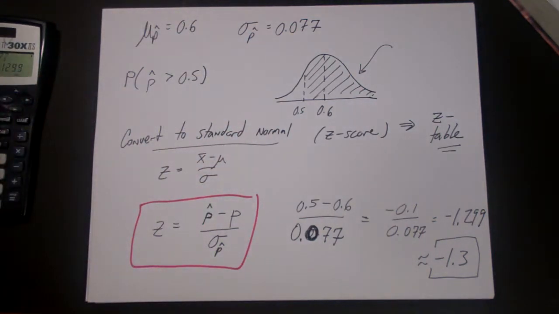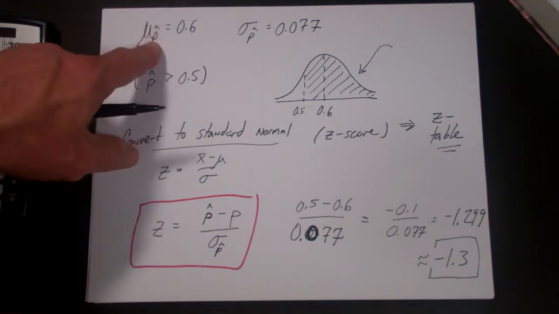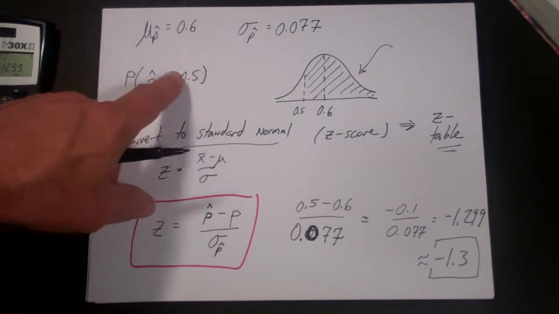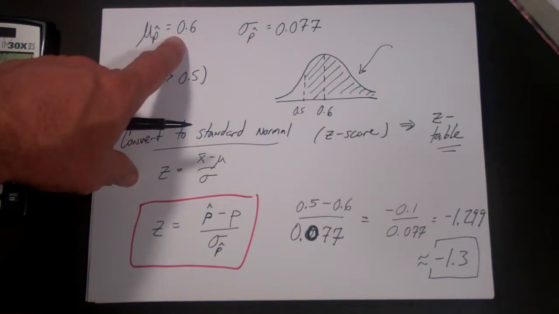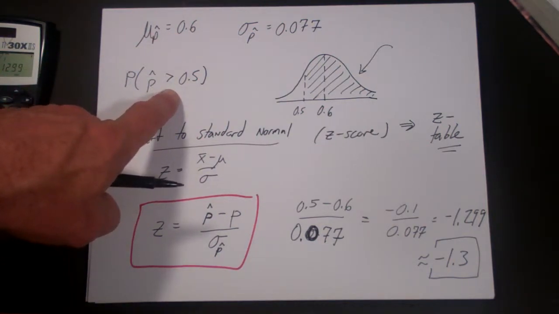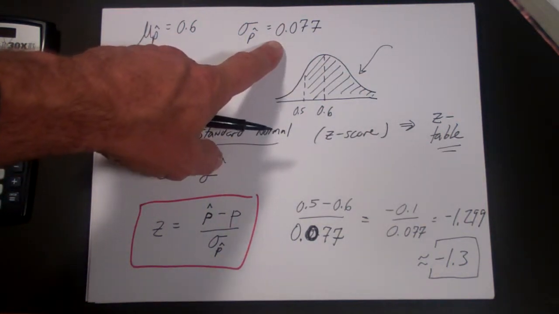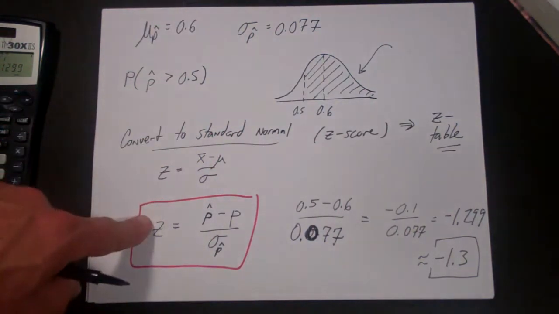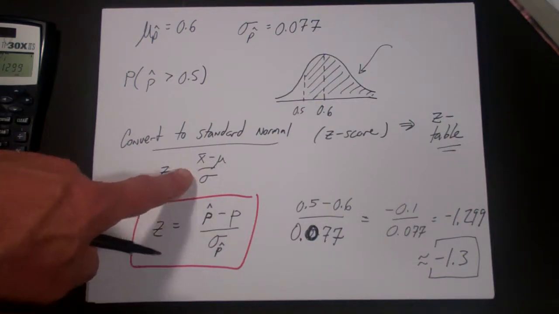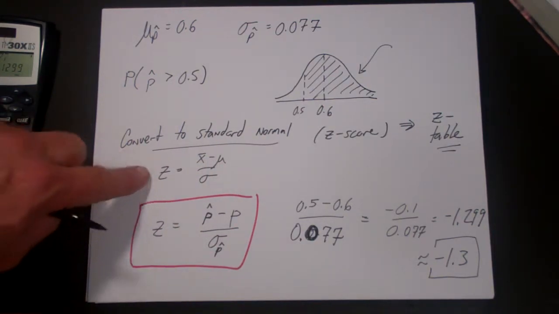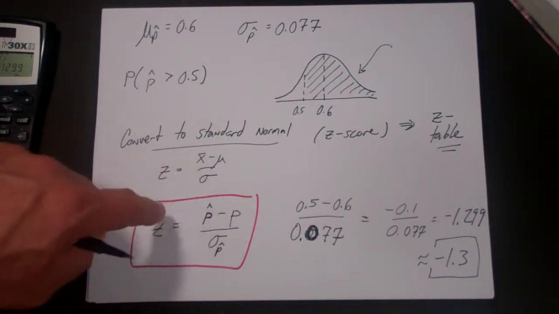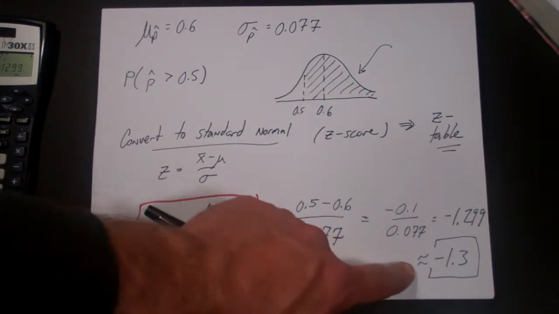Let's look at that and make sure that we figured that out. We know what the mean of the distribution is, and we want to find the probability that it is greater than 0.5, and we know the standard deviation. So we convert the 0.5 into a z-score using this formula, or these are the same formulae, this one just uses the p's, and we get minus 1.3.